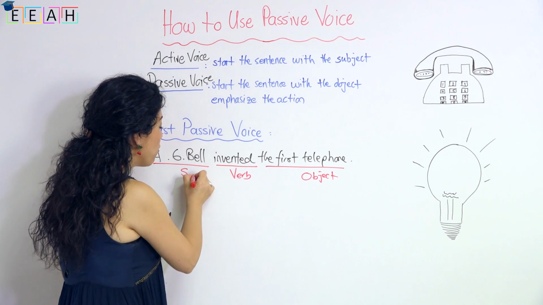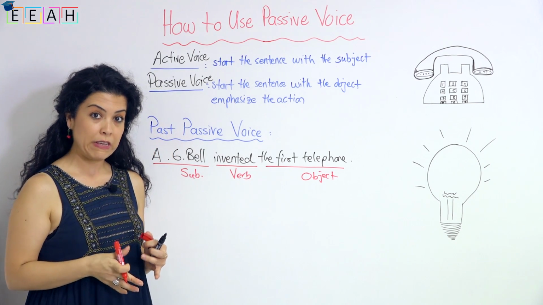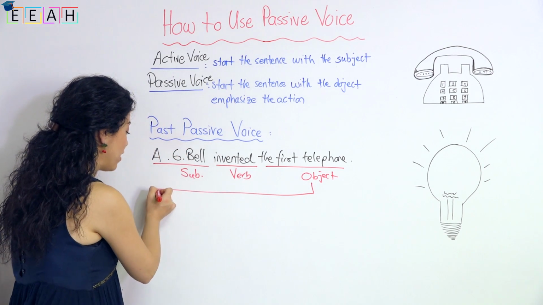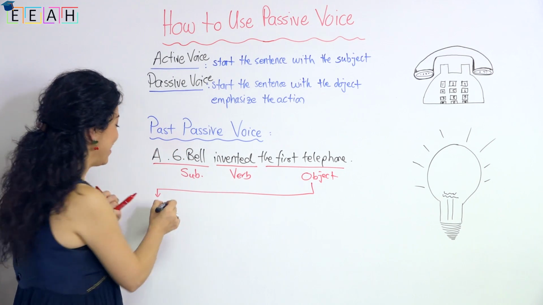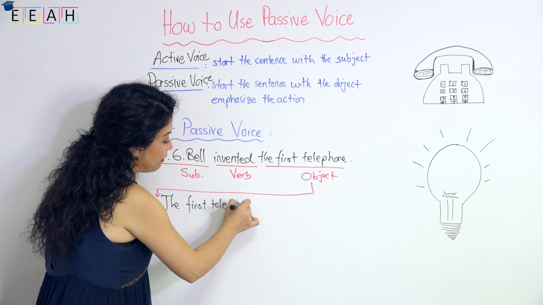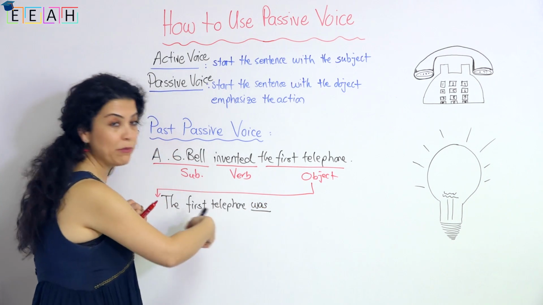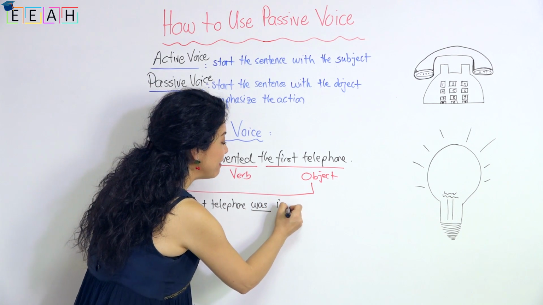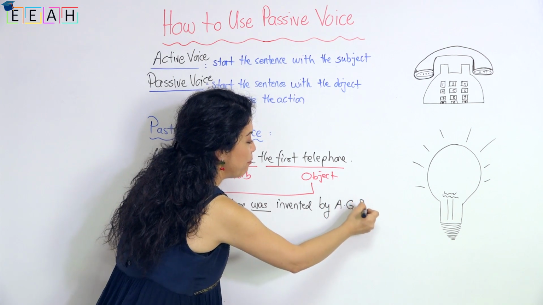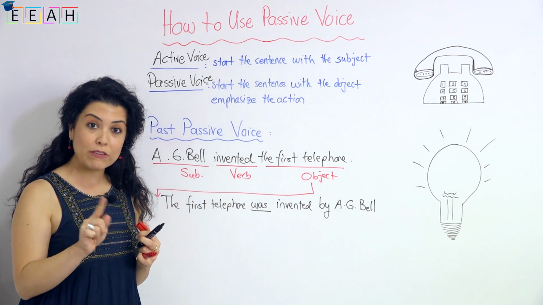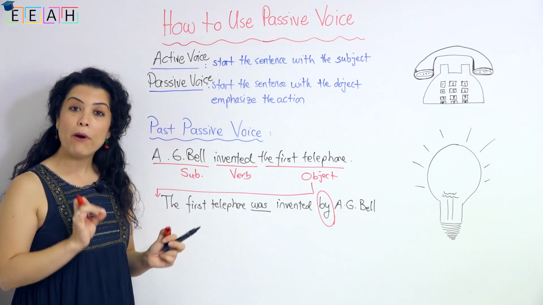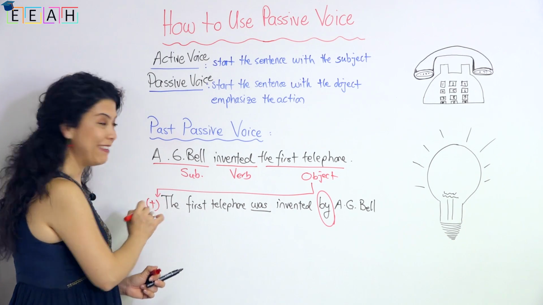Cool. If I want to form a passive voice and I want to emphasize the action, I start my sentence with the object. Okay? So I say the first telephone was, I choose was because this is singular, was invented, yes, by Alexander Graham Bell. So when I want to mention the person who did it, I need to use by, okay? This is an example of past passive form and it's a positive sentence.